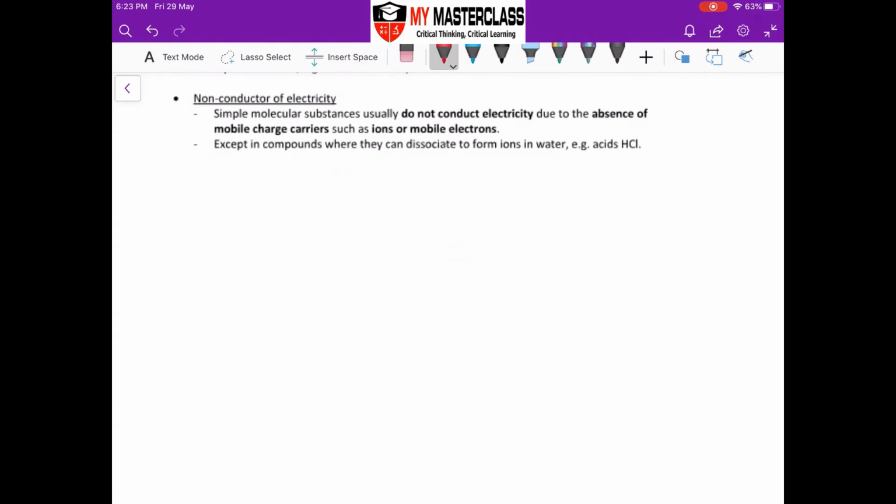Okay, the next property that we are going to look at is the electrical conductivity. Simple molecular substances do not conduct electricity in any state as they do not have mobile charge carriers, such as ions or mobile electrons. For simple covalent compounds, they share the electrons. So the electrons are shared. They don't form plus, they also don't form minus, so there are no charge carriers, they cannot conduct electricity.